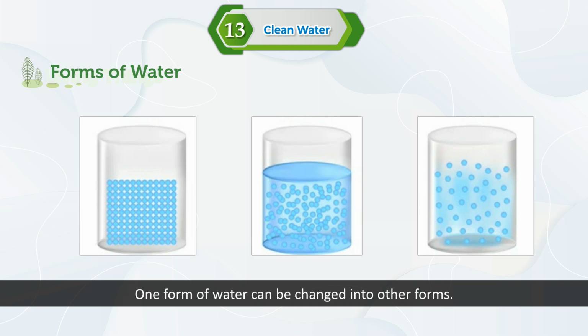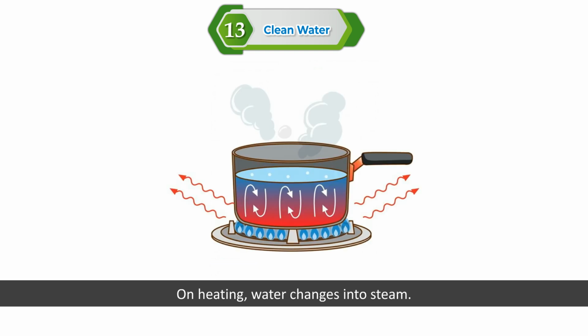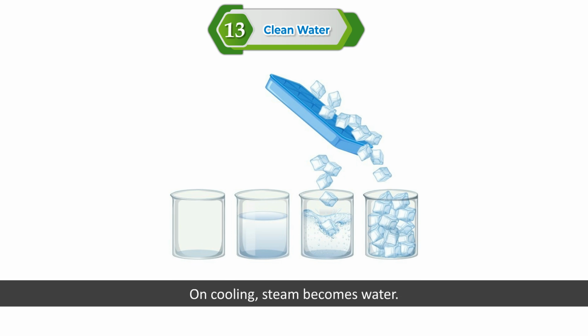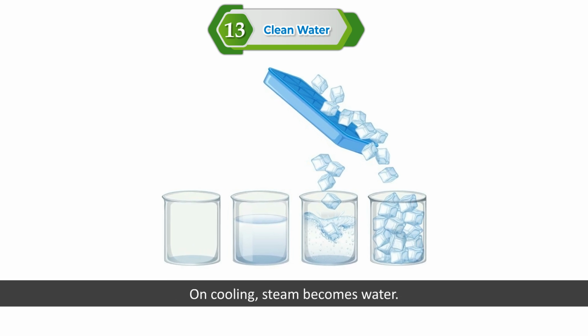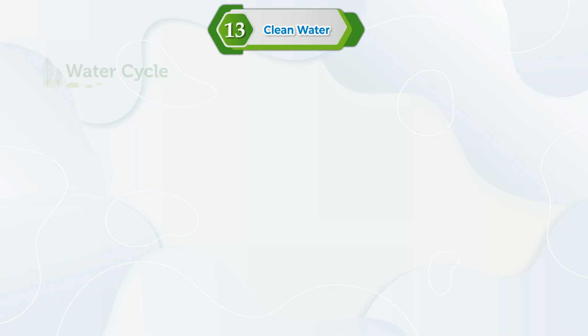One form of water can be changed into other forms. On heating, ice changes into water. On heating, water changes into steam. On cooling, steam becomes water. On cooling, water freezes and becomes ice.